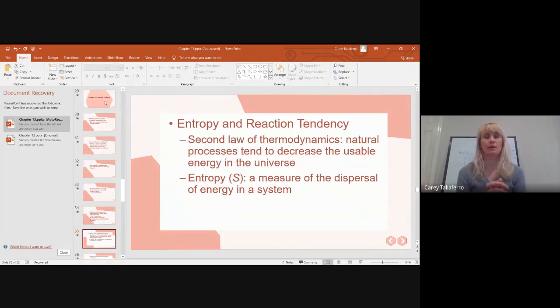Entropy goes back to that second law of thermodynamics. How things tend to go to more disorder is the very simple way of thinking about entropy. Remember, you go from order to disorder. That's just the natural state of things. But in reality, what's happening is it's a process. The natural processes tend to actually decrease the usable energy in the universe. And that's the second law of thermodynamics. And so entropy is a measure of that. Entropy is a measure of how much energy is dispersing throughout a system. The measure of the dispersal of energy in a system.